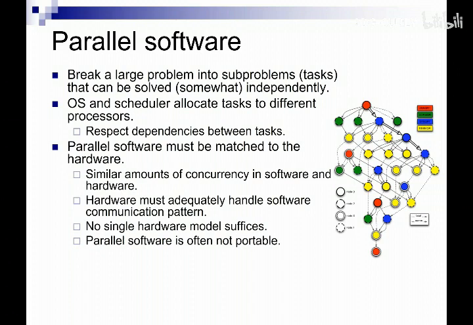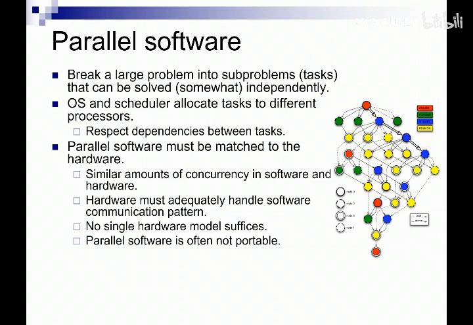Something else we need to do for the parallel software is that the way that we decompose our problem should be matched to the hardware that we're running on. For example, there should be similar amounts of concurrency in both our task decomposition and the hardware. So if we decompose our problem into, let's say, 20 of these tasks, then we should have something like 5 or 10 processors.